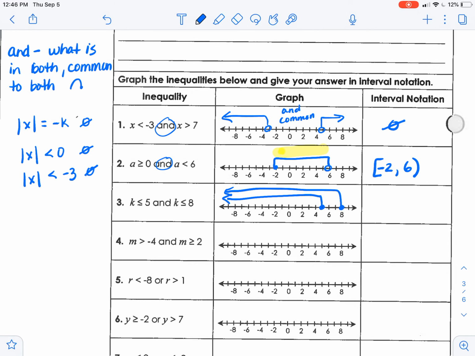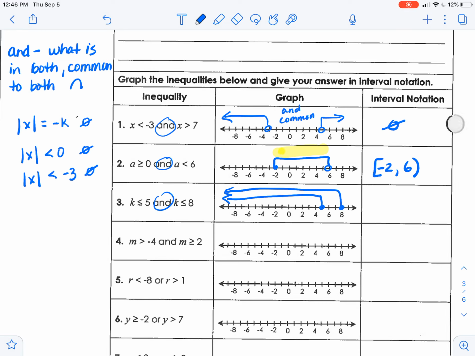So when you're doing ands, there really are 3 cases you're going to see. You're going to see where they both go in opposite directions and they don't cross at all. It's a no solution. You're going to see where they go in opposite directions and they cross, therefore they have an interval. And now you see them where they go in the same direction.